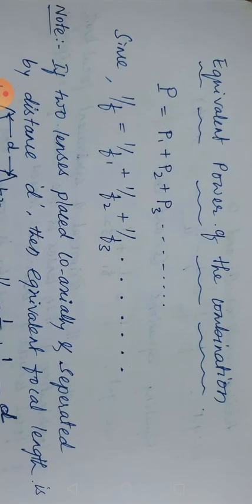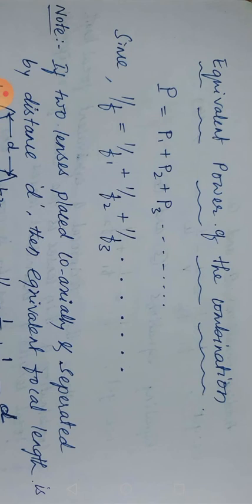Further, the equivalent power of the combination. As discussed in the earlier video, the power of a lens is the reciprocal of the focal length measured in meters. The SI unit to measure power is the diopter.